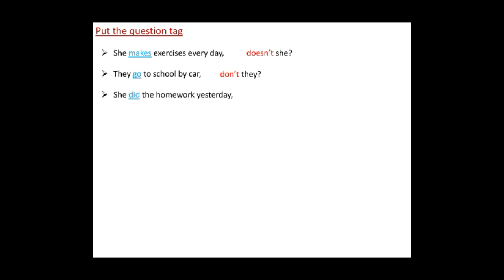She did the homework yesterday. Excellent, but most of you will make a mistake here. You will say didn't she. No, did here is a main verb, grade 4, and it's not an auxiliary. So I need don't or doesn't or didn't, because it's a main verb. And what matches here? Didn't matches here because it's past simple. So, didn't she?